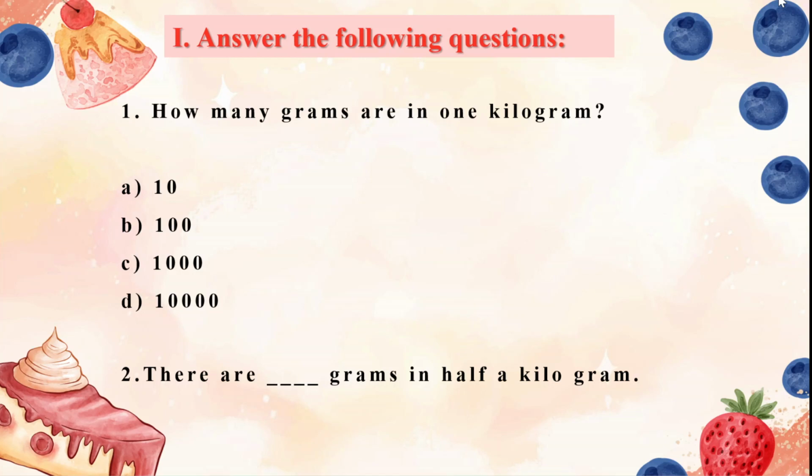Before going to the first question, let us know the conversion of units in terms of mass. See, 1000 milligrams is equal to 1 gram. 1000 grams is equal to 1 kilogram. 1000 kilograms is equal to 1 ton. So these are the very basic conversions of units in terms of mass.